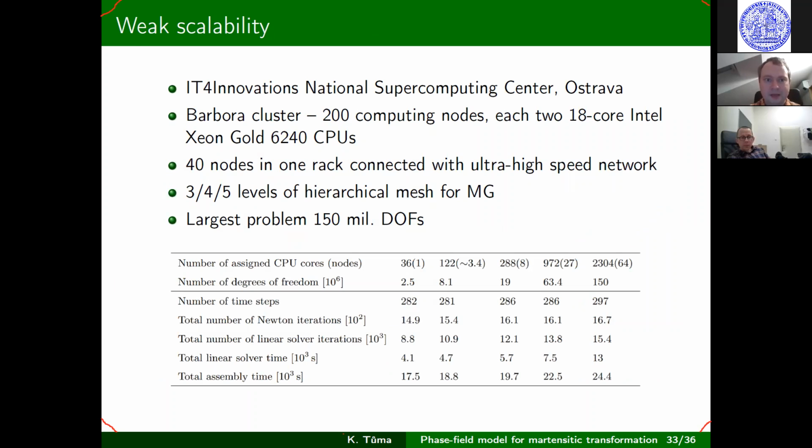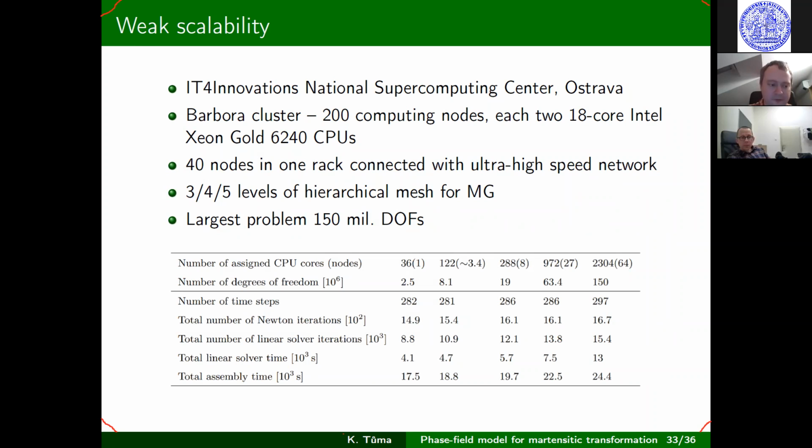Since we computed the problem on the supercomputer, we were interested in how well the code scales. So it was computed specifically on the Barbora cluster. It contains 200 computational nodes. Every node contains two 18-core CPUs. And for the weak scalability test, we performed the simulation of 5 problems.